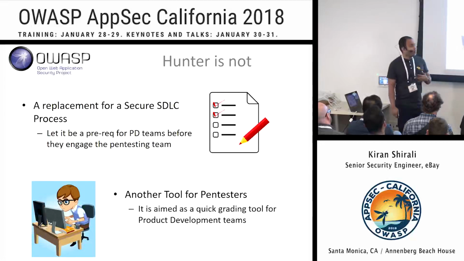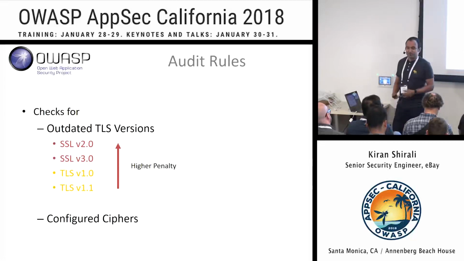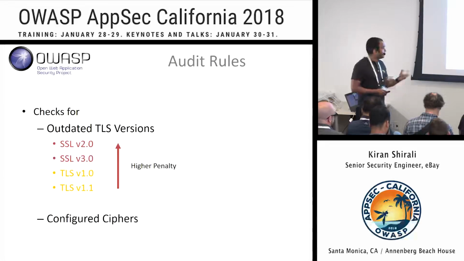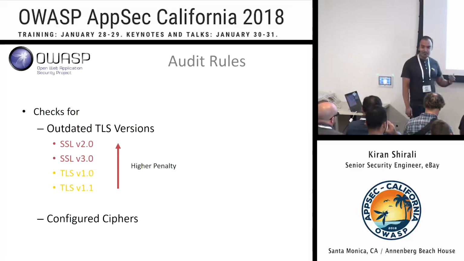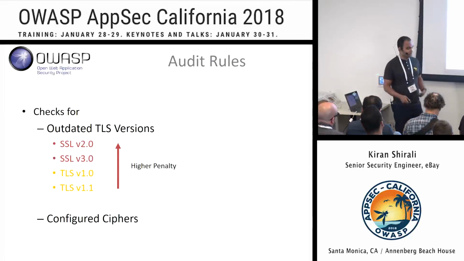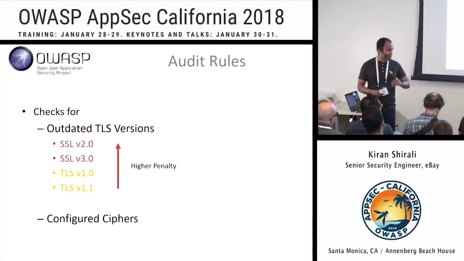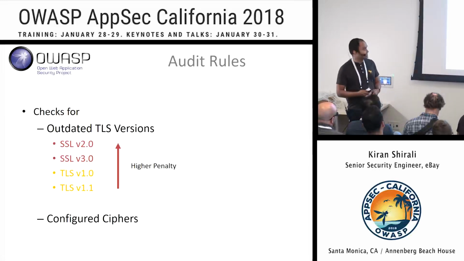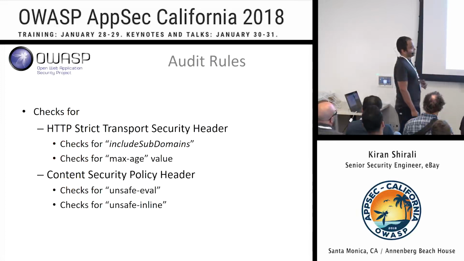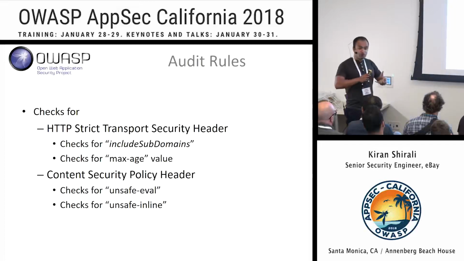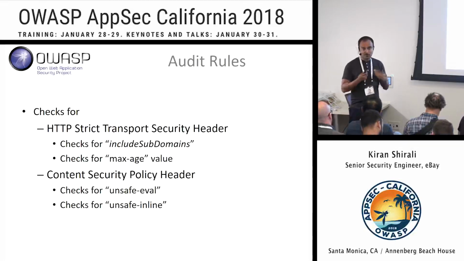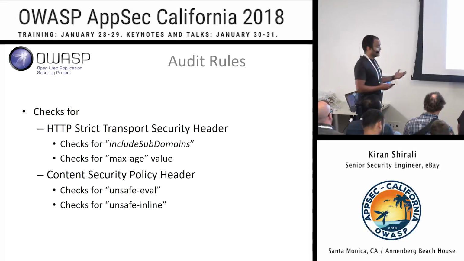Now, what does Hunter help us audit? It checks for SSL versions, TLS versions. It's got a weighted penalty for older versions, so the older the version that's enabled, the more it docks points and lowers your grade. Checks for your configured ciphers. It checks for some of these strict transport security headers. Checks for common mistakes that we are seeing when people configure their headers. And it's all based on our guidelines, or what we recommend to our teams.